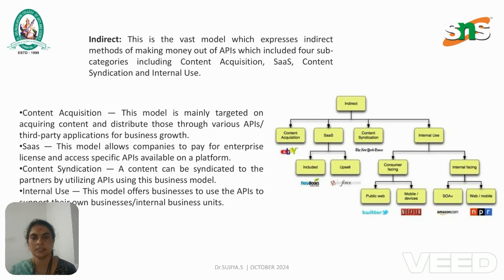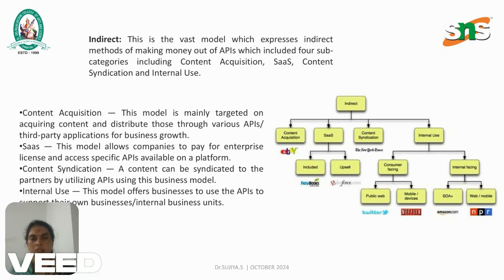Next is indirect. This is a vast model which expresses indirect methods of making money out of an API, which includes four subcategories: content acquisition, SaaS, content syndication, and internal use. So this is the diagram which explains the indirect concept. Here, content acquisition, SaaS, content syndication, and internal use. So these are the major components of the indirect API model.